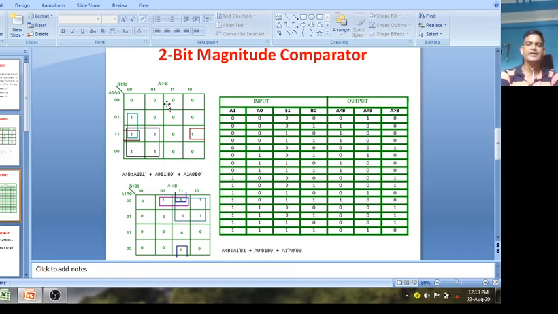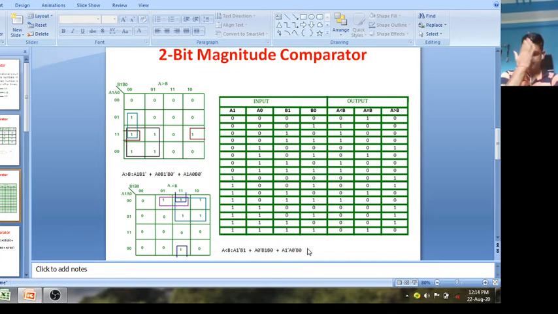Okay, this is your a greater than b. Sorry, this is a less than b. From here, just put the values in the K-map and minimize the expression. In this case, one quad is possible, and one pair, and again another pair. So the expression will be a1 dash b1 plus a0 dash b1 b0 plus a1 dash a0 dash b0.